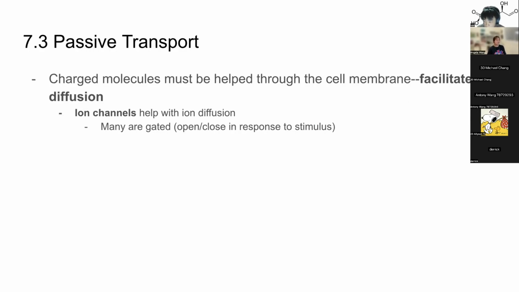Charged molecules have to be helped through the cell membrane, which is facilitated diffusion. So ion channels and other channel proteins will help with this. It basically provides an ideal environment for these ions to pass through. Many of them are gated and open or close in response to a stimulus. For example, the potassium channels in neurons open in response to an electrical stimulus.